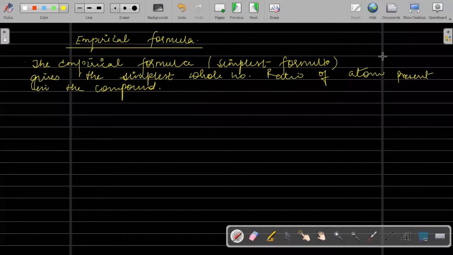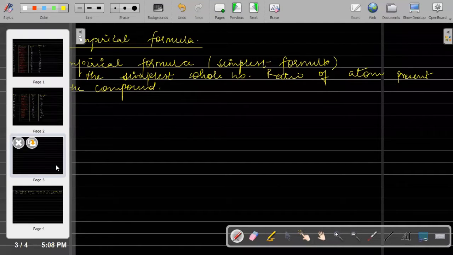What is the exact definition? Empirical formula is the simplest form of the ratio of whole number atoms present in the compound. How to calculate? Firstly, you need to know how much percentage of each atom is present in the compound. Let's see the example. So what is the first example?